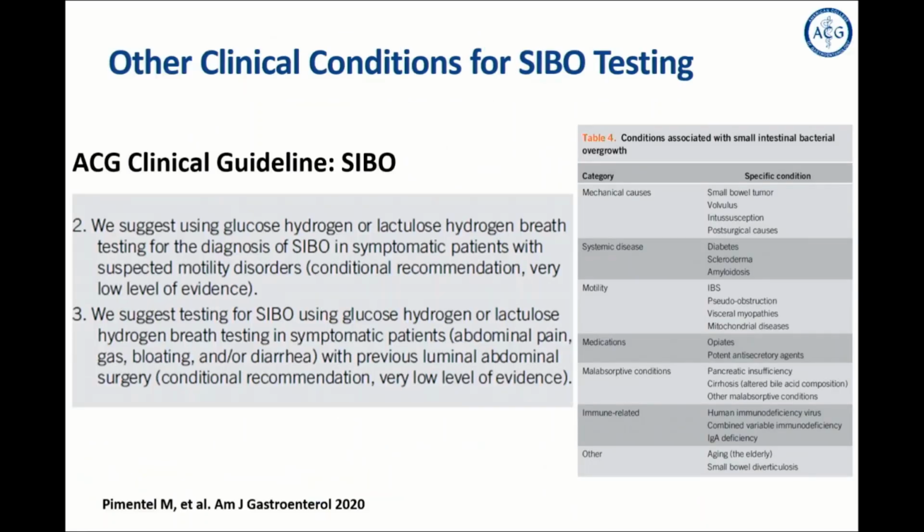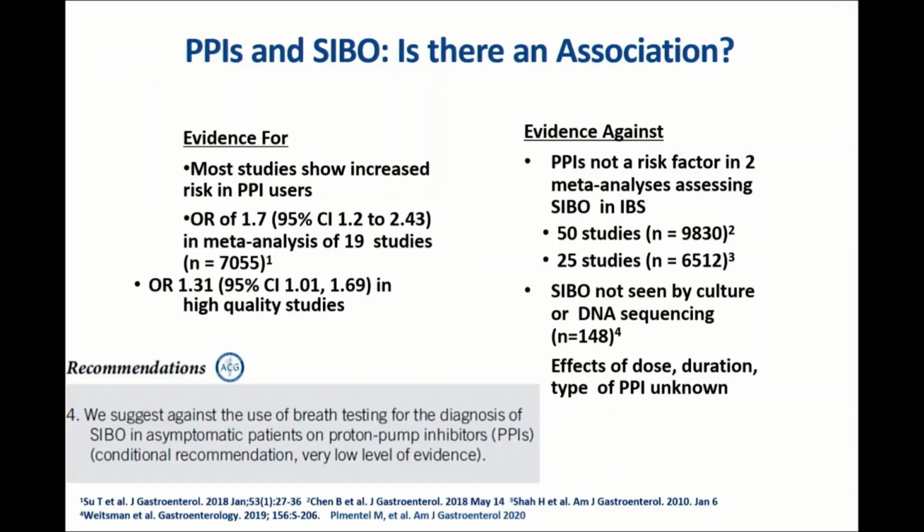So moving on to other clinical conditions for SIBO testing, the ACG recommends breath testing, or suggests using glucose hydrogen or lactulose hydrogen breath test, for patients with suspected motility disorders and for patients with previous luminal abdominal surgery, especially patients who develop a blind loop or a bypass, because that increases the risk of SIBO.